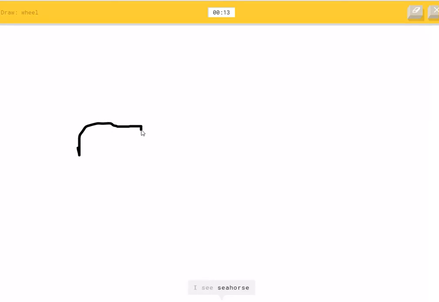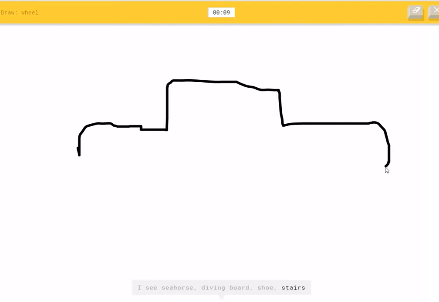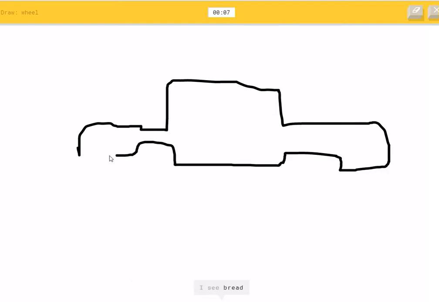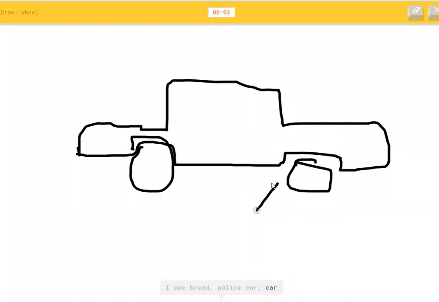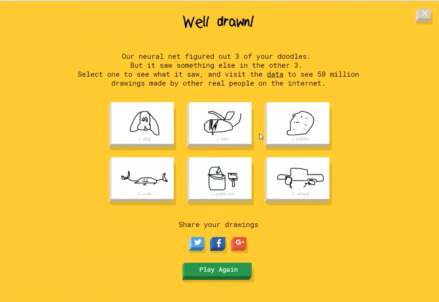I see seahorse. Or diving board. Or shoe. Or stairs. I see bread. Or police car. Or car. Or pickup truck. I see truck. Sorry, I couldn't guess it.